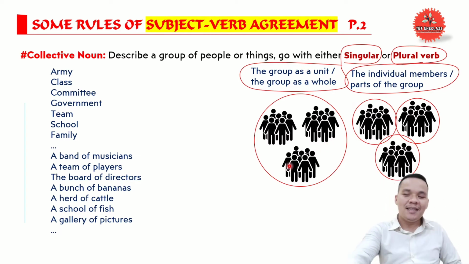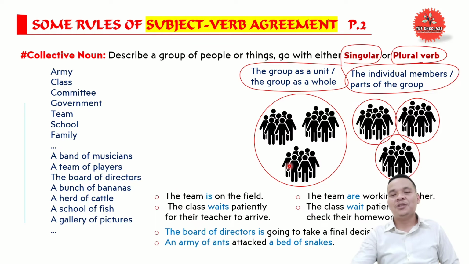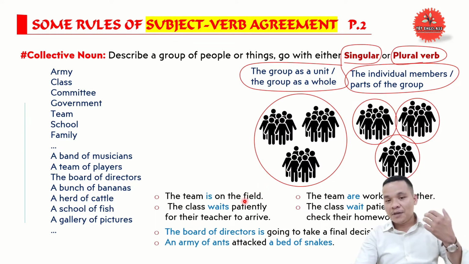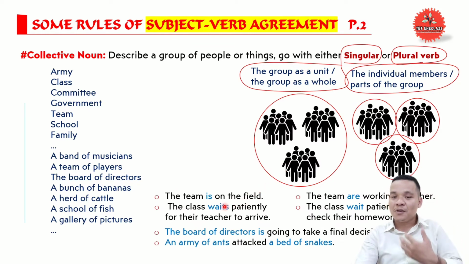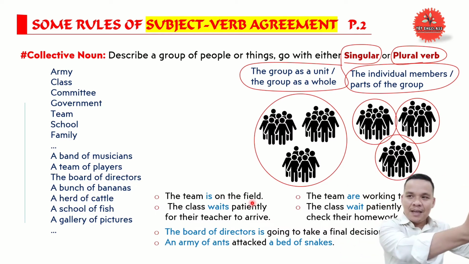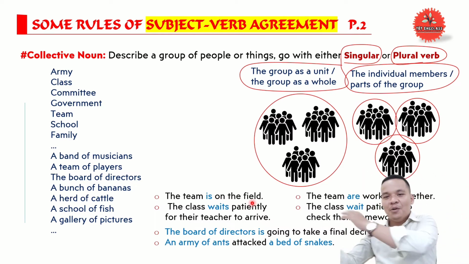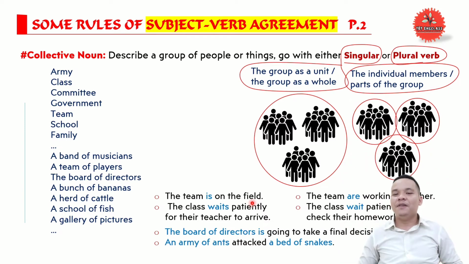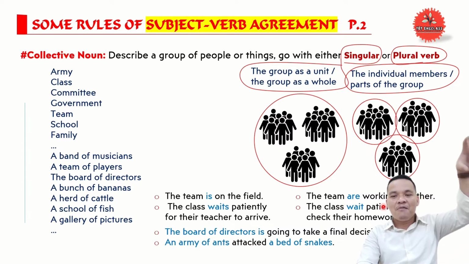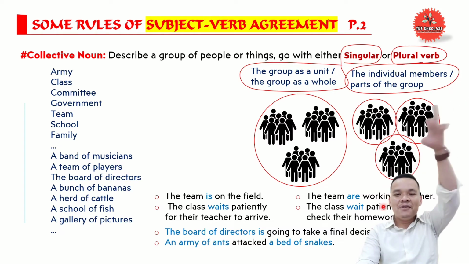Okay, I hope you see the example clearly and you understand how to separate it and can consider which group we use singular for and which group we use plural for. You see, the team is on the field. So all of the team, I don't refer to a specific team. No, I'm talking about the whole team on the field. So I take a singular verb. Look at this one. The team are working together. Each team are working together.